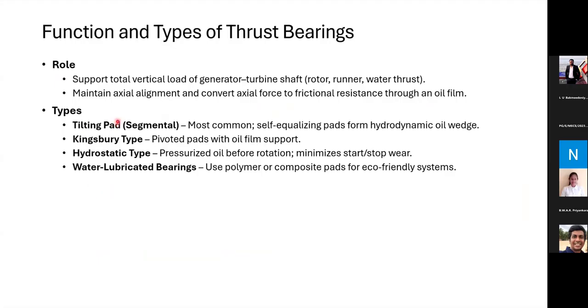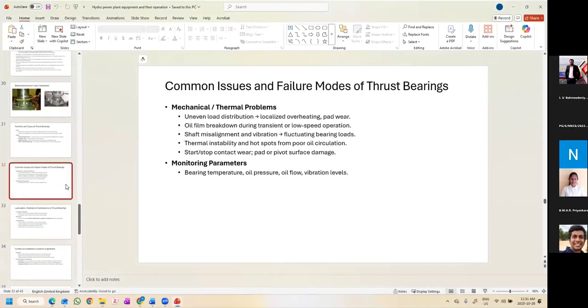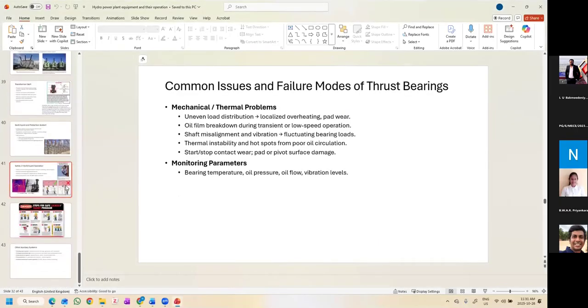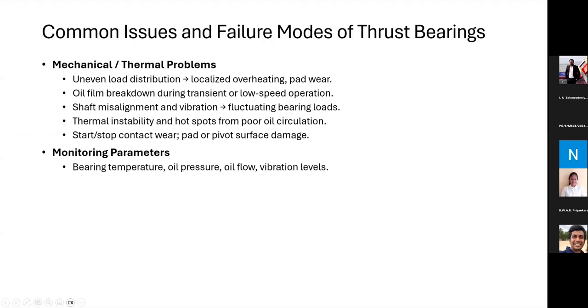So with the task of the bearing, you have different types of thrust bearings: tilting pad, segmental, Kingsbury type, hydrostatic type, and water lubricated type bearings. So you can have a look at them. So let me see. Yeah, so we'll look at the thrust bearing.